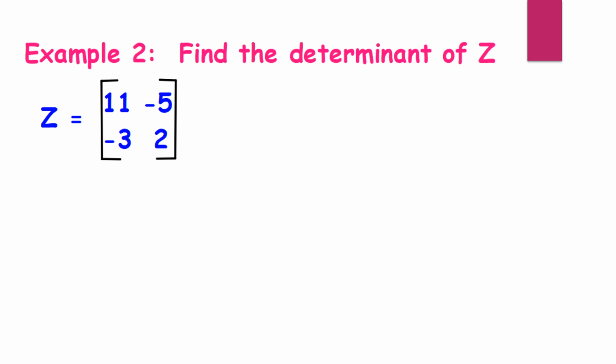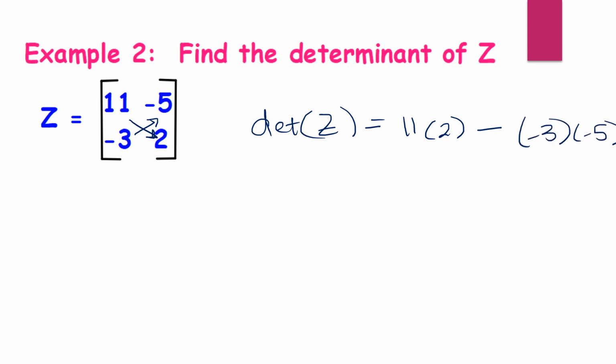In our second example, we are going to evaluate and find the determinant of Z. So our determinant of Z will equal, multiply the down diagonals, 11 by 2, and then subtract the product of the up diagonals, -3 times -5. So 11 times 2 is 22, minus -3 times -5 is a +15. So the determinant of Z is equal to 7. That's it, piece of cake.